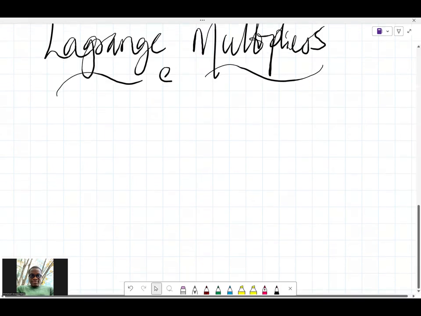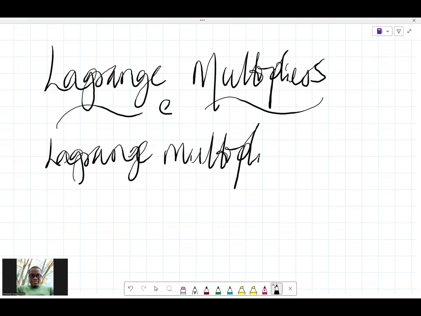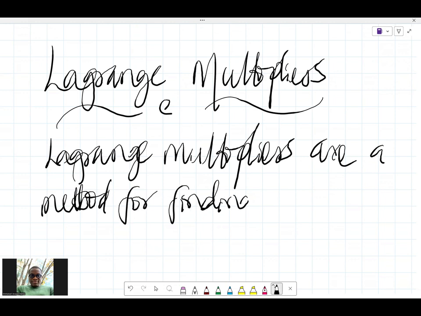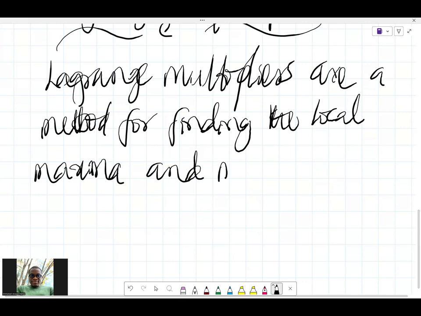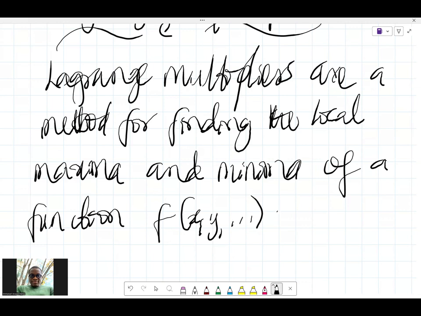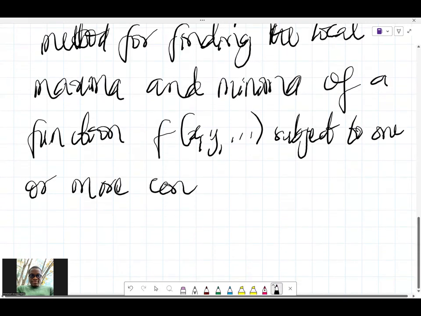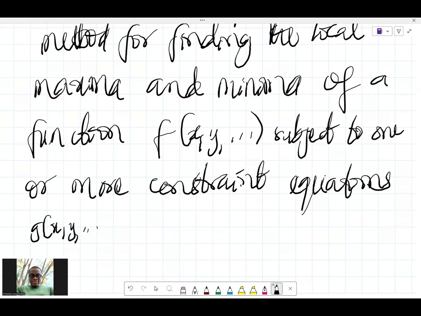So we're talking about constrained optimization and then Lagrange multipliers. Lagrange multipliers are a method for finding the local maxima and minima of a function f of x, y, and so on, depending on the number of variables you are considering, subject to one or more constraint equations, g of x, y, and so on, equals 0.